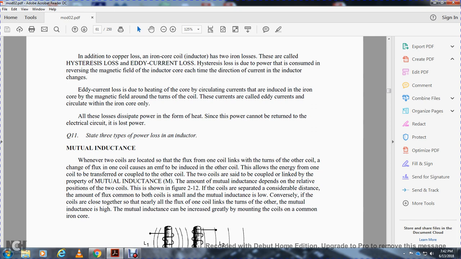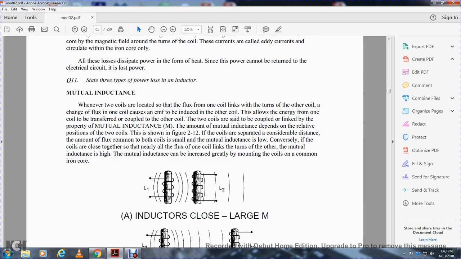the coils are separated by a considerable distance. The amount of flux common to both coils is small, and the mutual inductance is low. Conversely, if the coils are close together so that nearly all the flux of one coil links the turns of the other, mutual inductance is high. The mutual inductance can increase greatly by placing the coils on a common iron core. A shows the inductors close together, with large M, or mutual inductance.